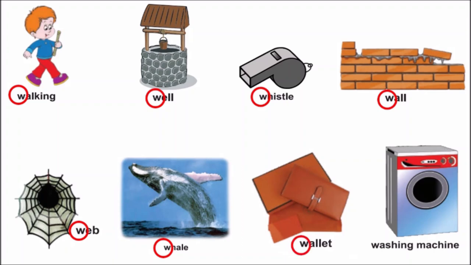Very good. Now look for W in the last word, washing machine. W, washing machine. Well done. Now it is time to see how to write letter W.